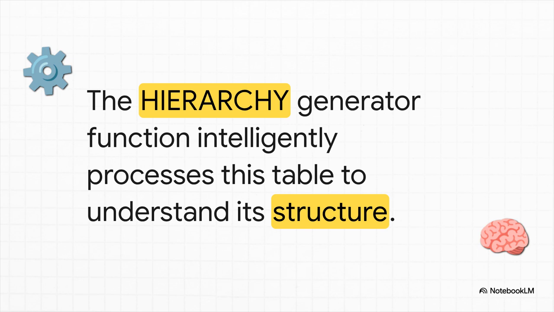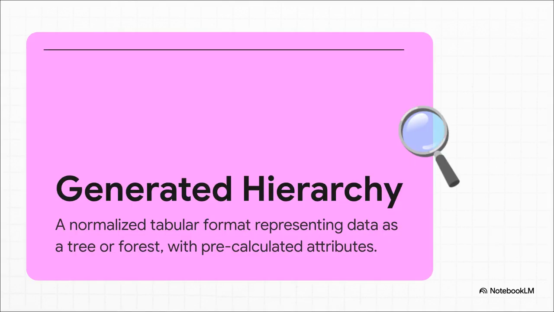So to kick off this transformation, we feed this table into one single powerful generator function, and it's called, you guessed it, hierarchy. This function does all the heavy lifting for us. It figures out all the relationships that are locked away inside that simple table. And what it spits out is something called a generated hierarchy. And this is cool. It's not just your data anymore. It's a perfectly structured tree, or maybe even a whole forest of trees, that's been enriched with a bunch of powerful pre-calculated attributes that make it incredibly efficient to work with.